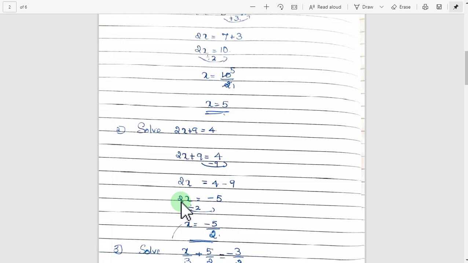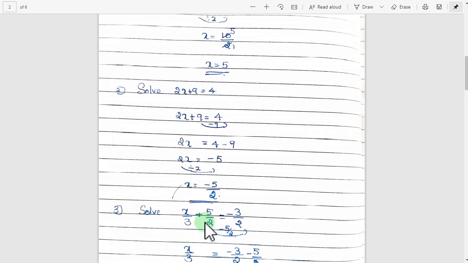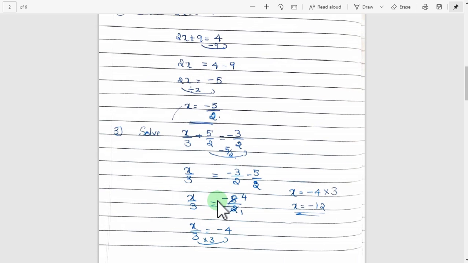Now you are taking 2 to the other side. When you take 2 to the other side, it becomes a division: minus 5 by 2. Simplification is not possible. This is the answer.